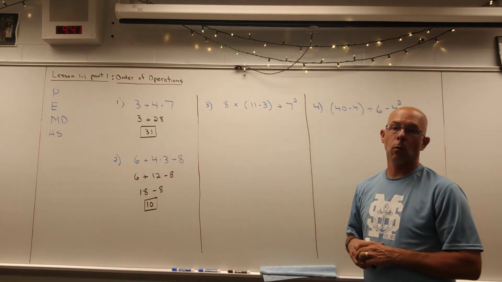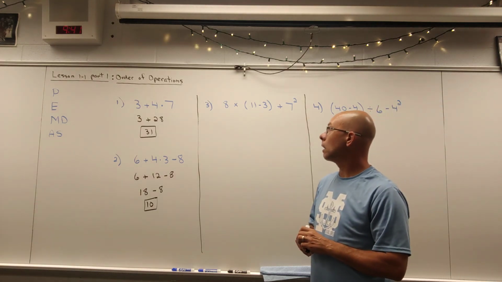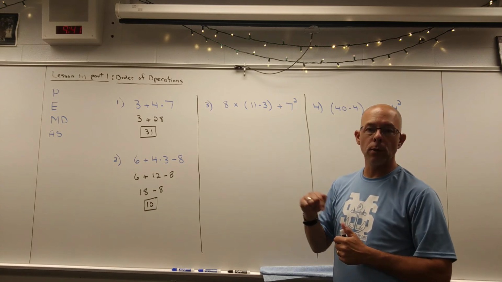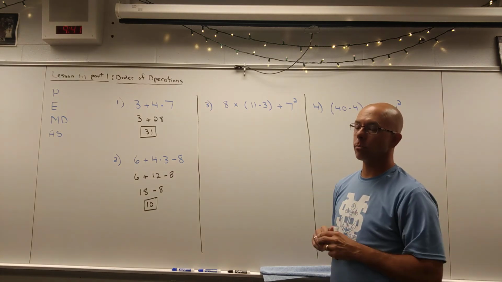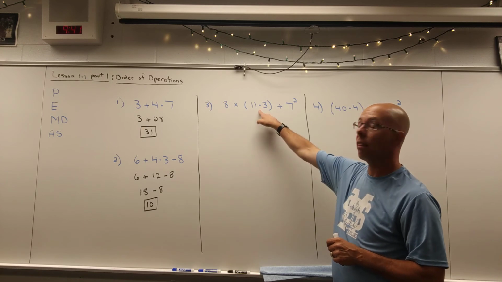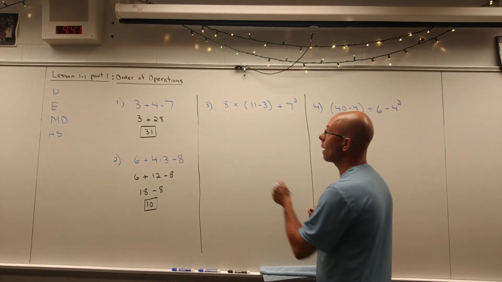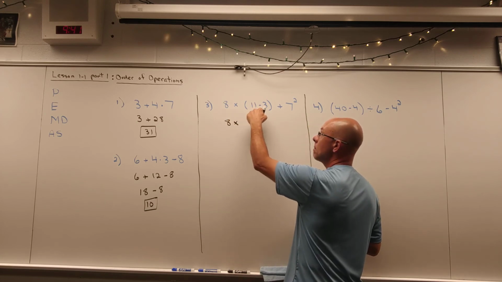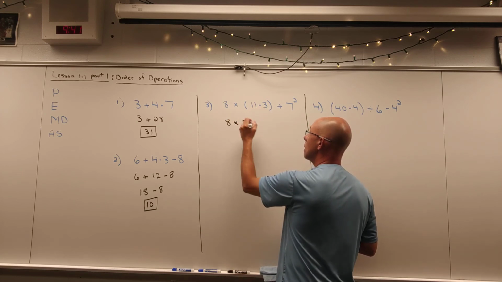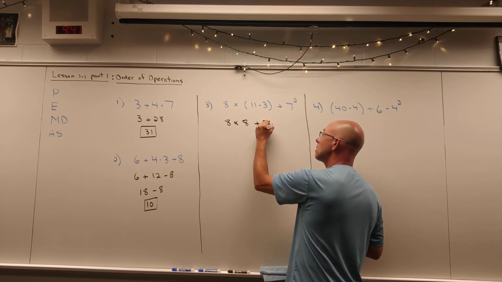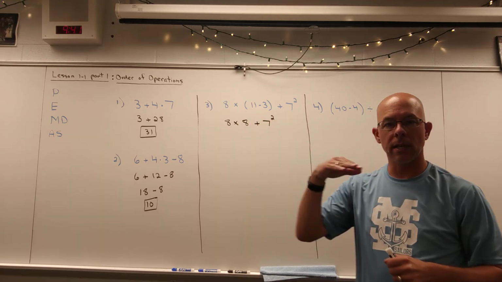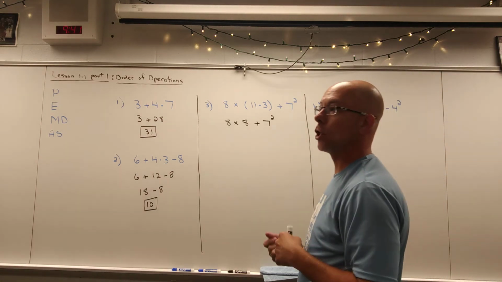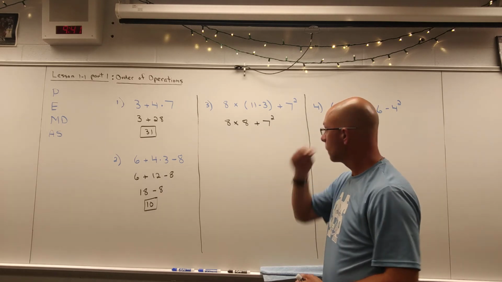Okay, next question. We're mixing some things in. We're just going to work this right in order from the top. Number one, we do have parentheses. Whatever is inside those parentheses, we do them first. So we will write 8 times, do the parentheses, 11 minus 3 is 8, plus 7 squared. See, each line of text is going to just have one operation done so that we see the problem unfold.